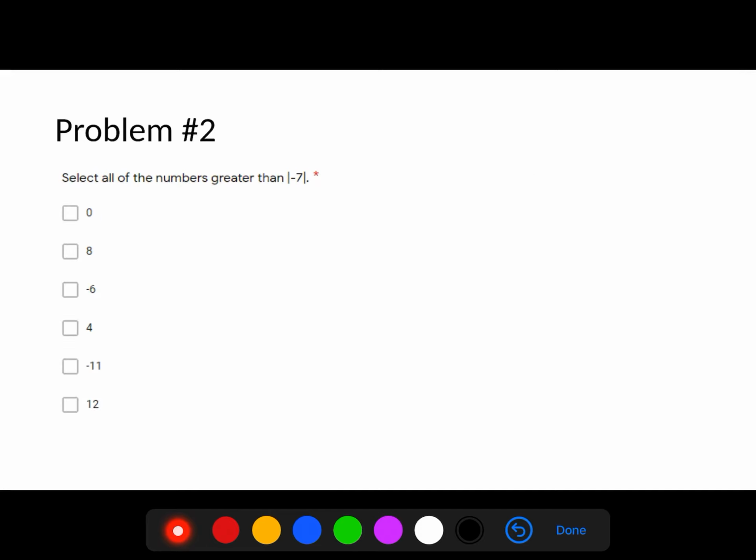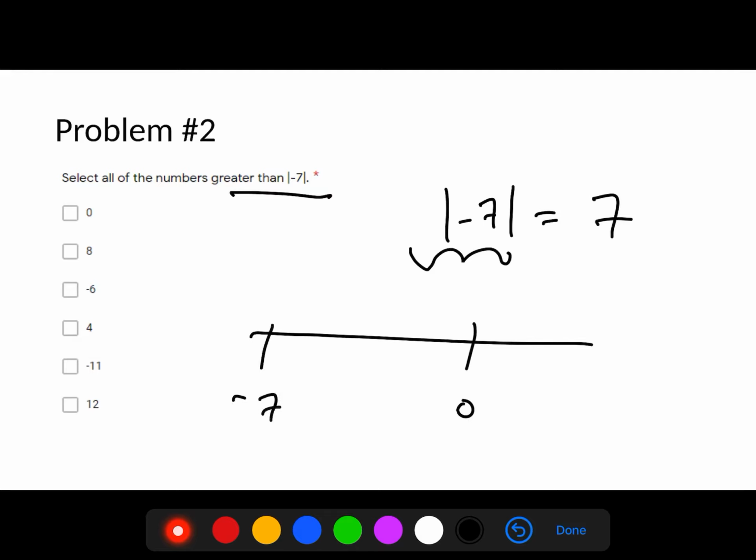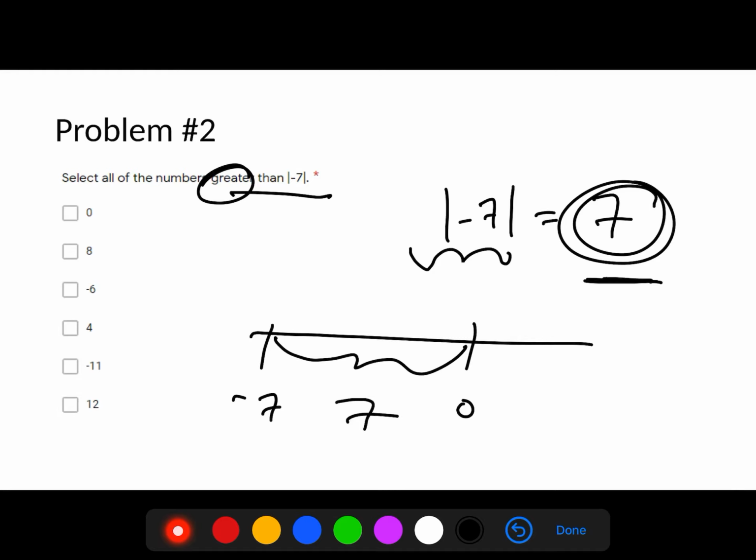Next question, select all of the numbers greater than the absolute value of -7. So first, you need to know that the absolute value of -7 is the same thing as 7, right? Because this means how many spaces is -7 from 0? -7 is 7 spaces. This is a total of 7 units. So the absolute value of -7 is 7. So basically you're saying, what are all the numbers that are greater than 7, right? Now, nope, not that one, yes. -6, no. 4, no. -11, no. 12, yes. So these are the two numbers that are greater than 7.